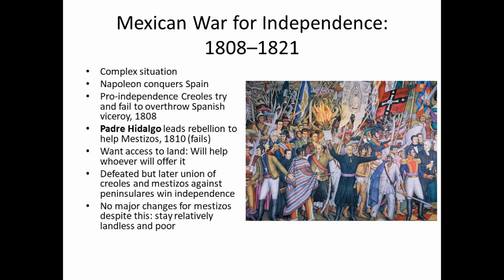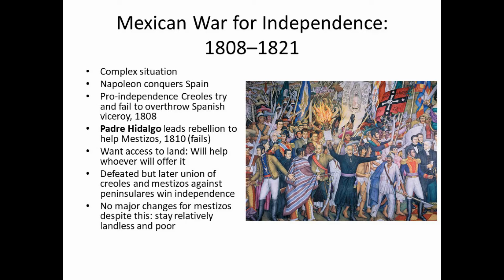They're not going to succeed in their effort at getting more land, of bringing about land redistribution. However, later, a union of Creoles and mestizos against the Peninsulares will win independence by 1821. So eventually the Creoles and the mestizos work together against the Peninsulares to win independence.